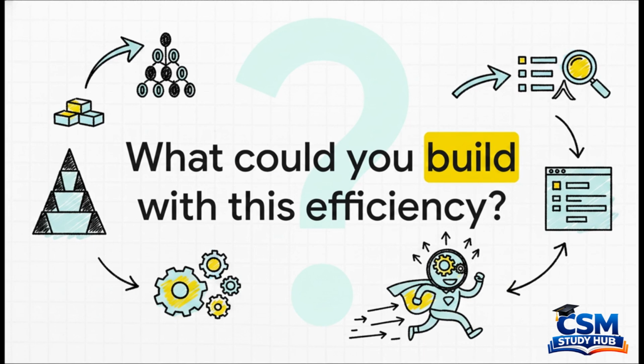Because of that O log n efficiency, if your search space completely doubles, like let's say you go from having 1 million items to 2 million items to search through, a binary search only requires 1 extra step to find your target. 1. It is staggering when you really wrap your head around it. So I'll leave you with this question. What could you build with that kind of efficiency?